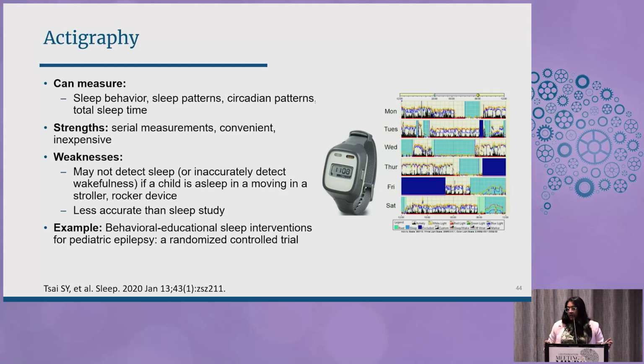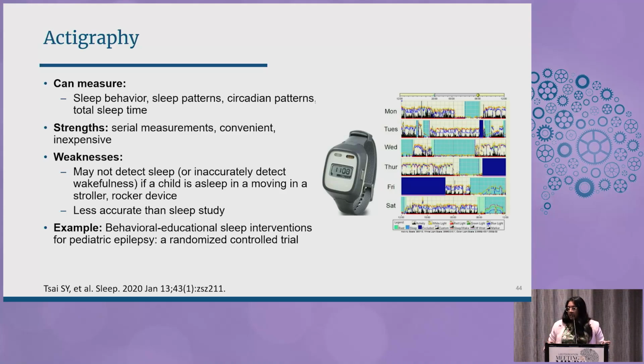Weaknesses are that it may not detect sleep or accurately detect wakefulness in certain people. So if you spend a lot of time in a wheelchair or a stroller, the watch won't be able to understand whether this person is really awake or really asleep. It's less accurate than a sleep study, certainly.